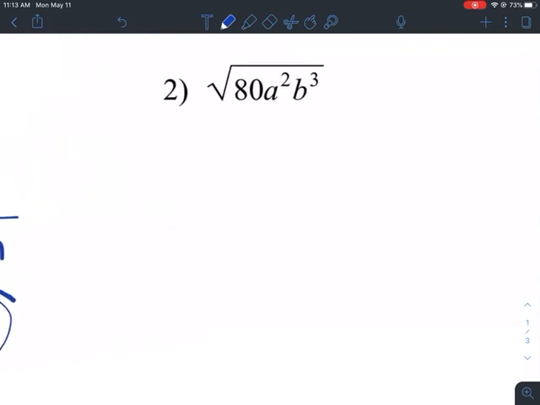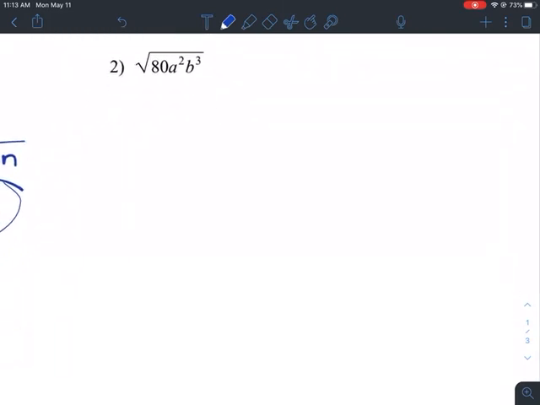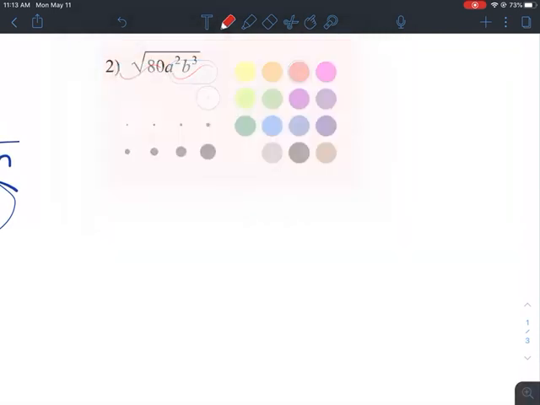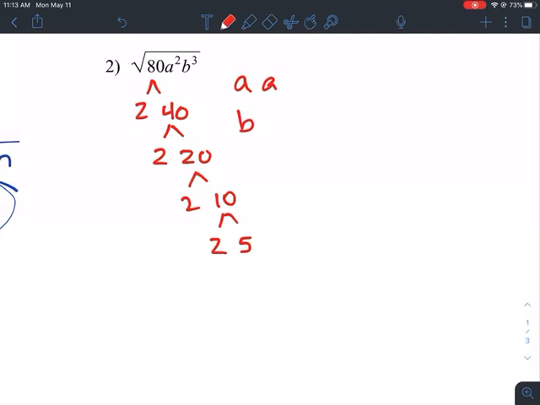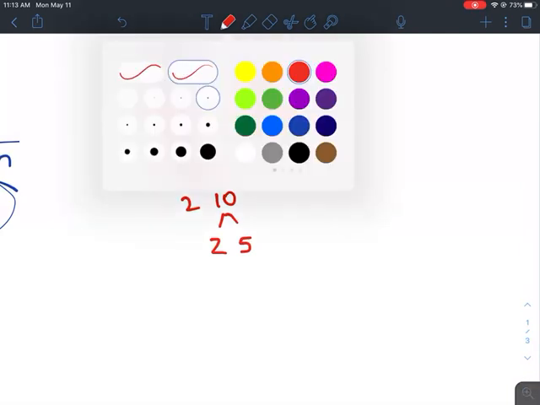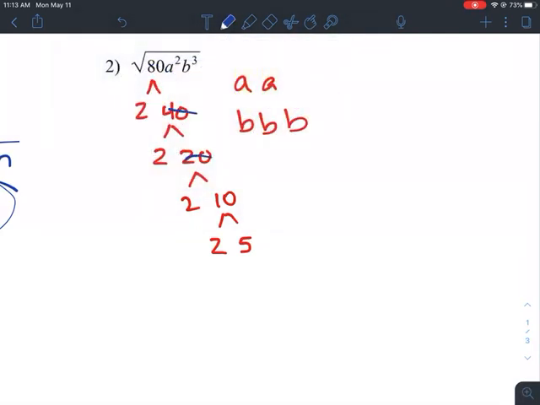So with this one over here, it's the same thing. I'm going to break it down, dividing by 2 as many times as I can. Just remember that if you can't divide by 2, you move on to 3, then 5, then 7. I'm going to do my variables. I have 2 A's and 3 B's. So these numbers are gone.